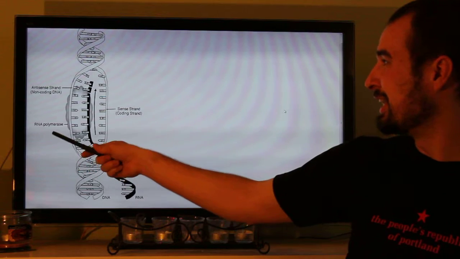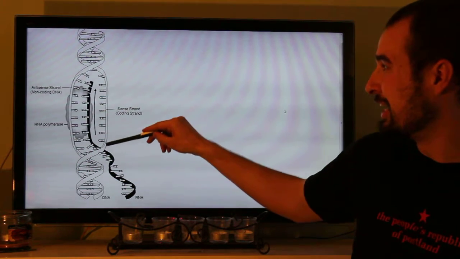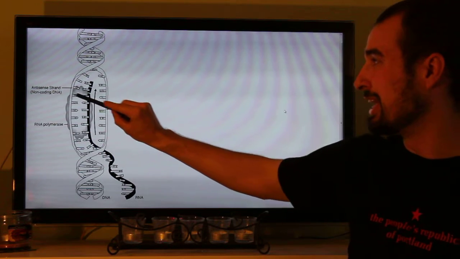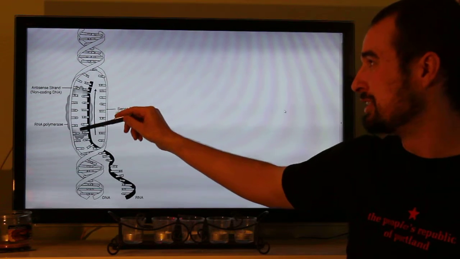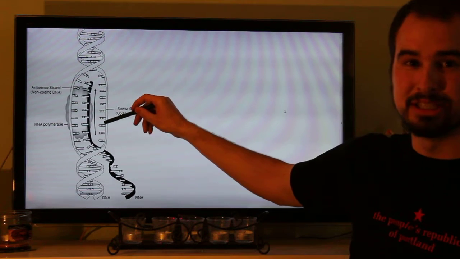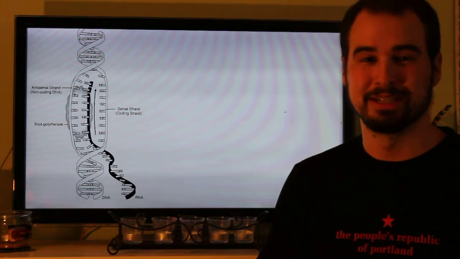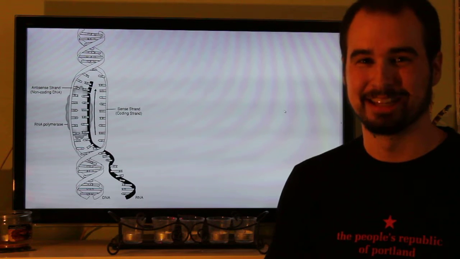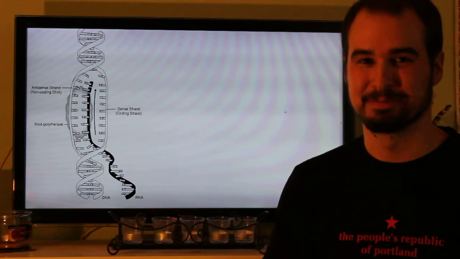And here we can see that the sense strand of the DNA is copied by RNA polymerase copying the antisense strand, which is the non-coding DNA. So whatever is here is going to be built into proteins, which is what your body will end up looking like, and everything that's important to how your body functions.